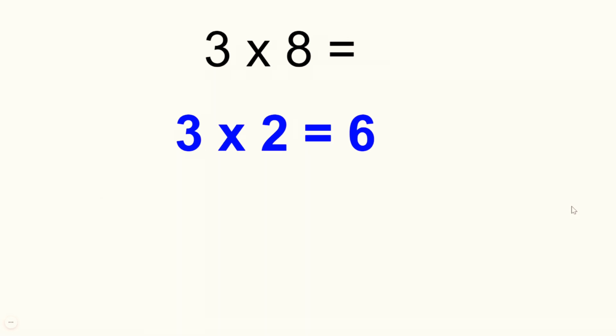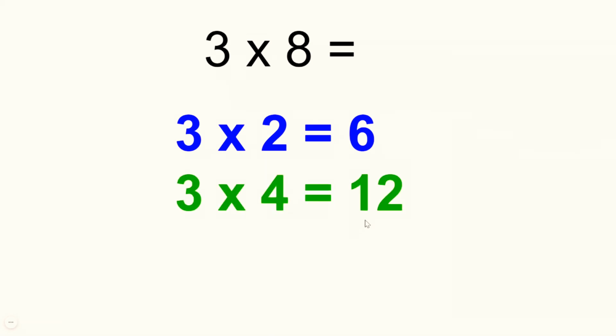3 times 2 equals 6. Then we're going to double that. 3 times 4 equals 12. We doubled the 2 to a 4. We doubled the 6 to a 12. When you double a number, you just add it to itself. So 2 plus 2 is 4. 6 plus 6 is 12.